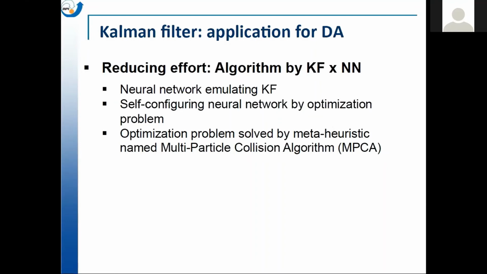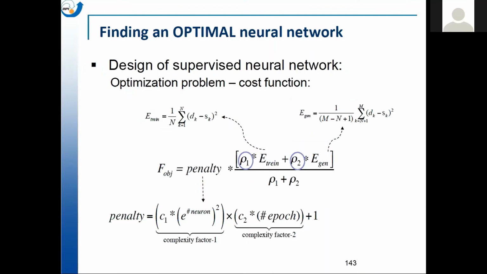In our approach, the neural network is self-configuring. The self-configuring neural network is derived by formulating it as an optimization problem, and this optimization problem is solved by a metaheuristic called the multi-particle collision algorithm, MPCA. Then for our objective function, we try to minimize this cost function here. In this cost function, we have an error from our learning phase in the neural network.